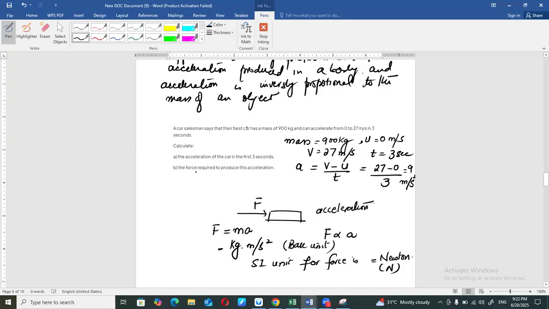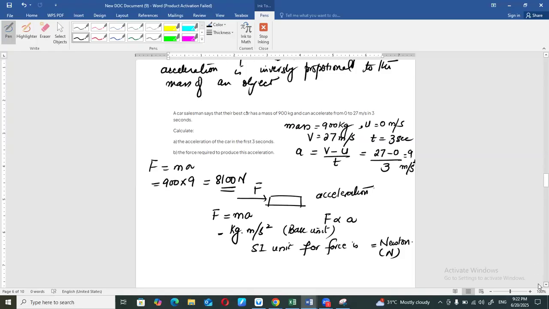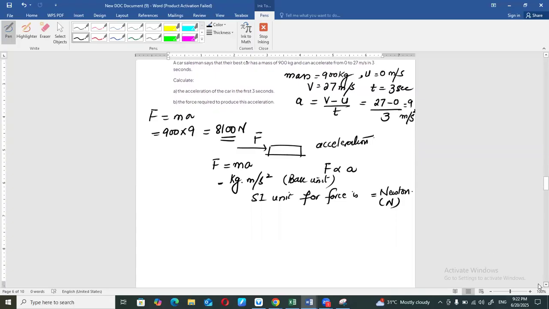And then they ask for the force required to produce that acceleration. We know that F is equal to ma. Mass is 900 and acceleration is 9. So it's 8100 Newton. This is the force that is required to produce an acceleration of 9 meters per second square, right? So this is the application of Newton's second law.